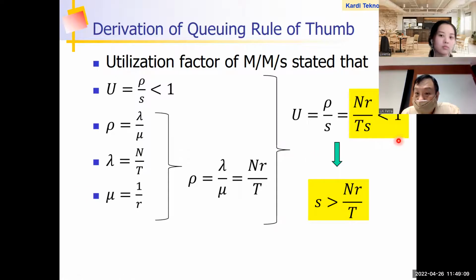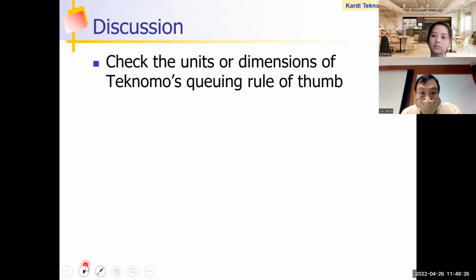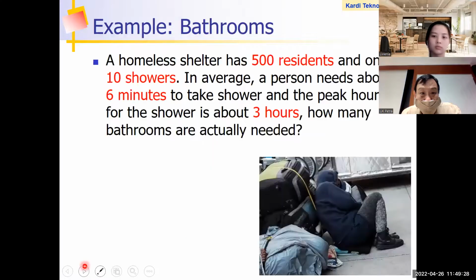Can you see? Okay. From there, you can just put it there. You can get S must be larger than N R over T. Okay. Clear, right? The derivation, where it comes from. So, okay, you can check the units.